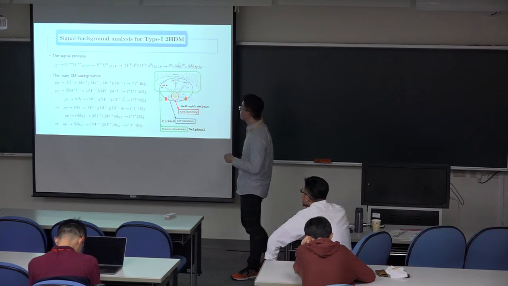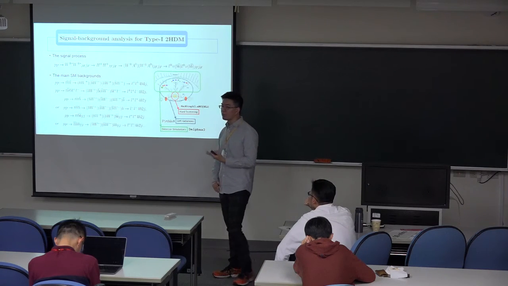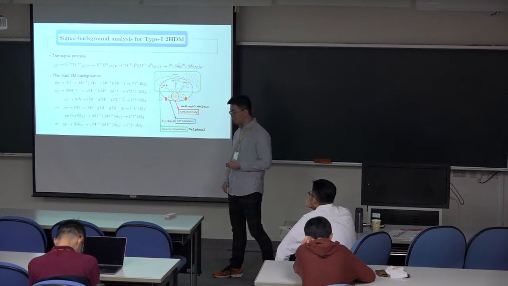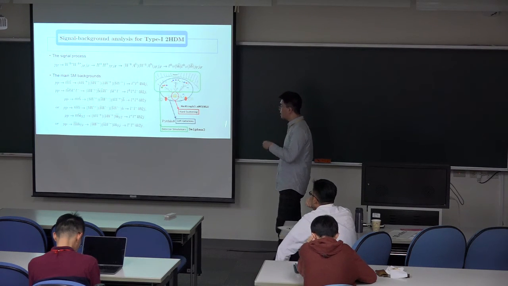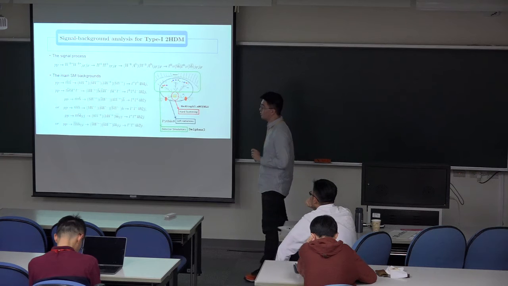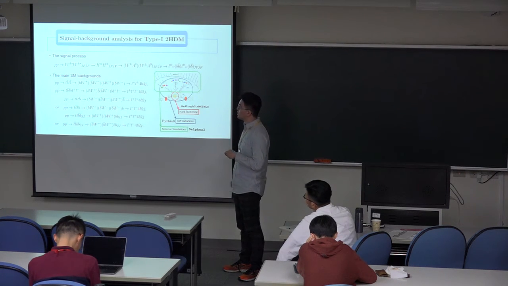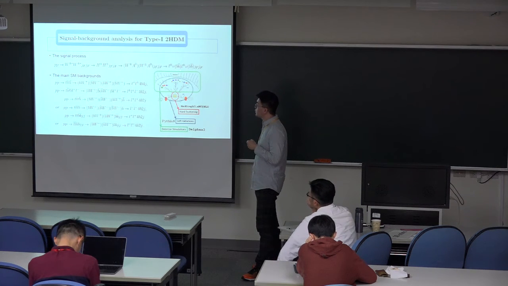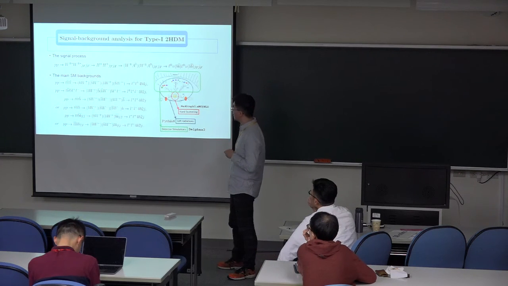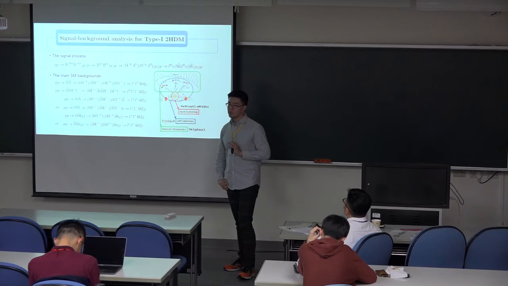Okay. So here we make a signal and background analysis for the type 1 and type 3 two Higgs doublet models. And we use the standard collider simulation tools for this analysis. And here are the four main standard backgrounds. For type 1, we consider the signal process with two b-bbar pairs coming from the light pseudoscalars, with two forward jets and two same-sign leptons.